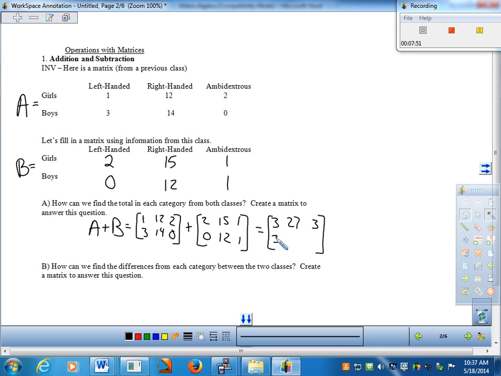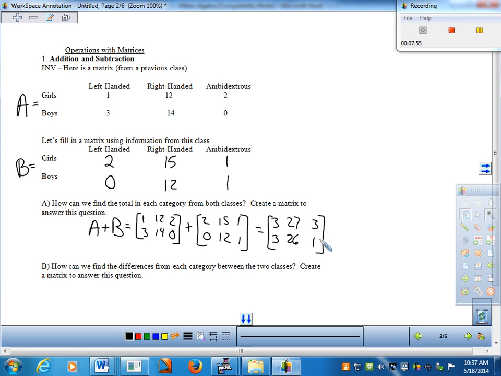And then let's do it for the boys. So I've got 3, 26, and 1. All 6 categories perfectly labeled there according to what we had up here. So in this piece and in this piece, and notice we've got all 6 right here for the total of both classes. So you just see that is a nice, quick, easy example of how matrix addition works.